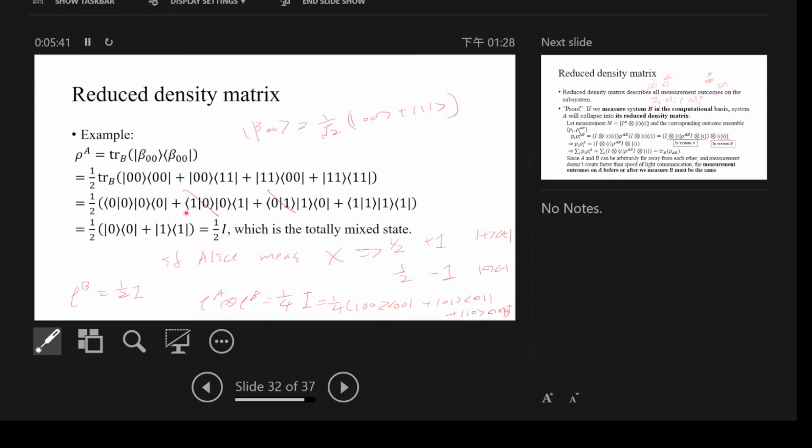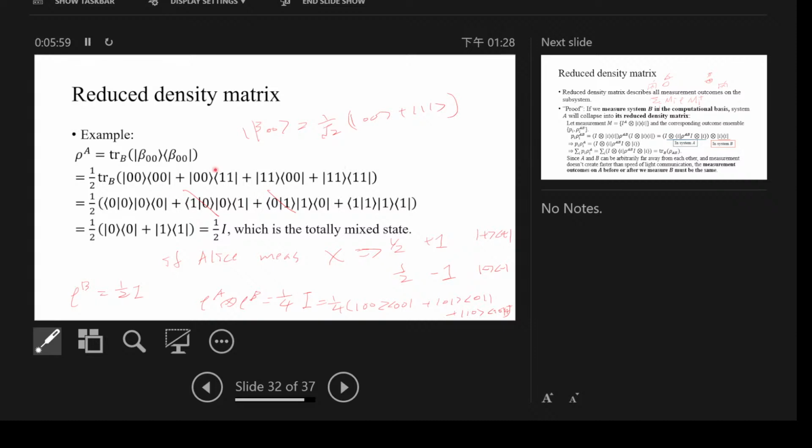I guess this is a property that we'll use quite a bit today when we talk about purification and Schmidt decomposition. When you do partial trace on B, you see we have a pure state here, and on the B part you have two orthogonal states.